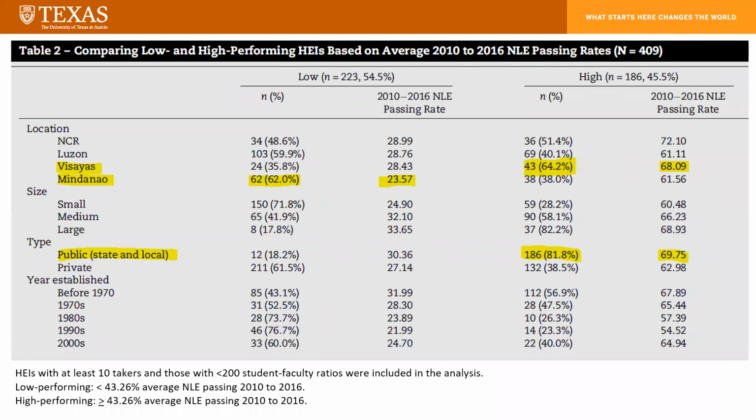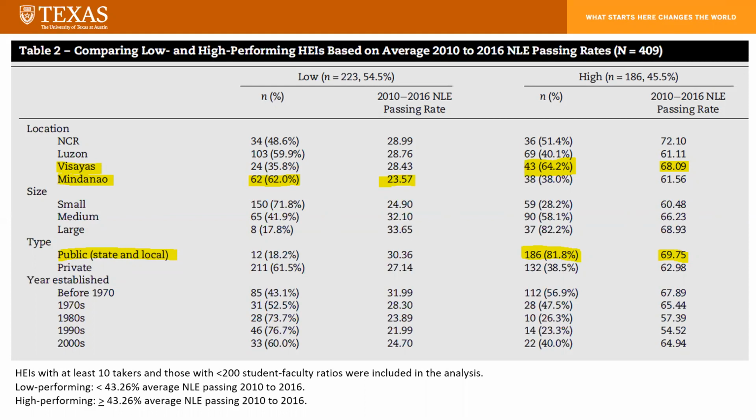What's interesting here is that we actually computed low and high performing nursing schools. If you look at the data, you can actually see the names of those schools, but in virtue of privacy and confidentiality, we didn't publish those. We defined a low performing school as one whose NLE average for the past 7 years, from 2010 to 2016, is less than 43.26. So you take an average, and anything below that average is low performing. Anything within and beyond that average for the past 7 years is what we consider high performing.